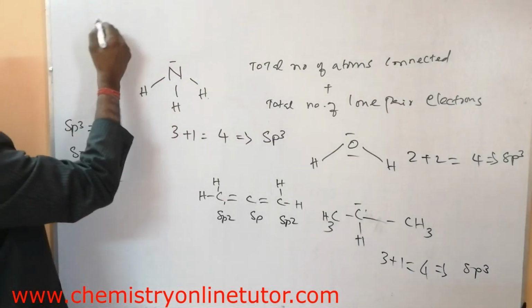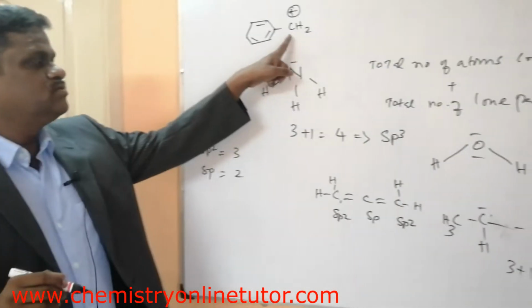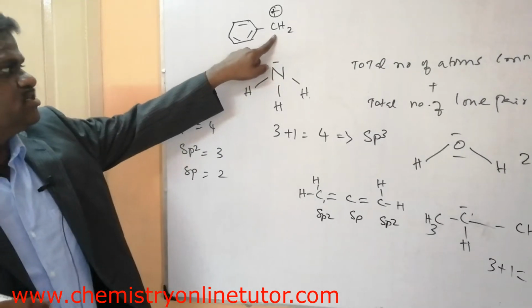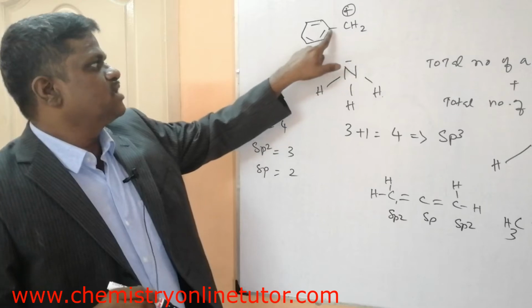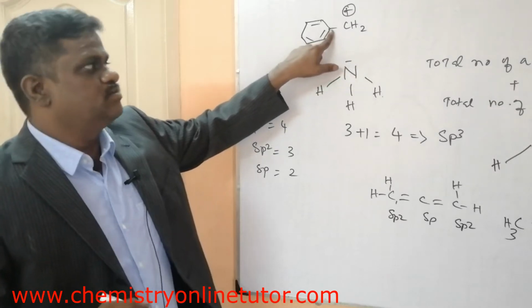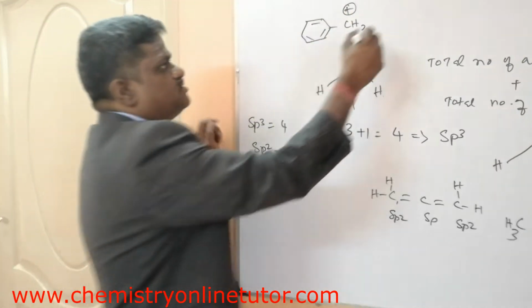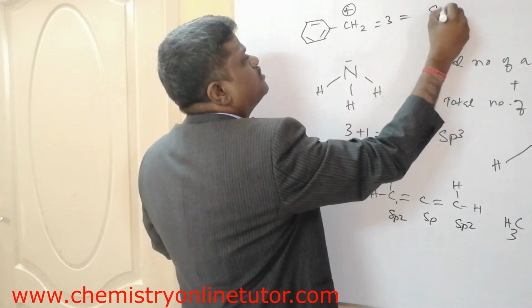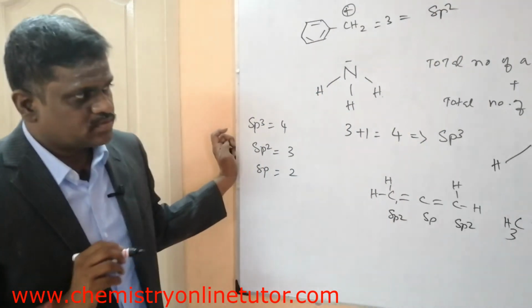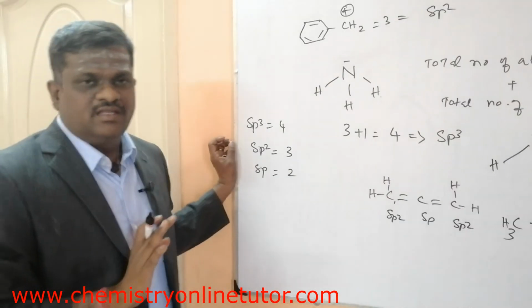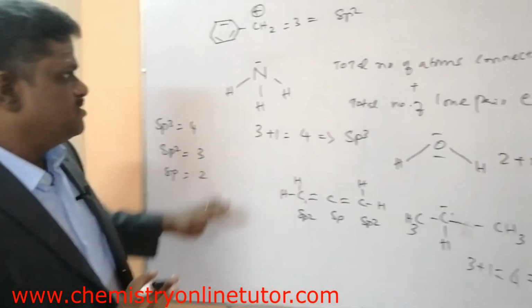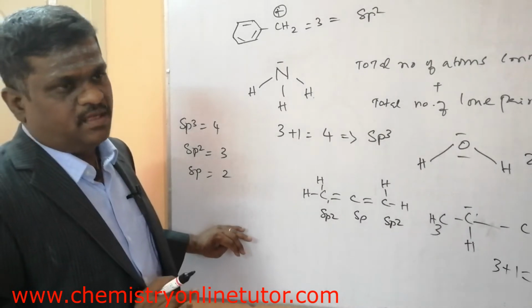Let's see another example, like this. The hybridization of this carbon: it is connected to 2 hydrogen atoms, and this one is connected to 1 more carbon atom, total 3. There is no lone pair. That means it is sp2. So most of the time it is very easy to find out by using this method.